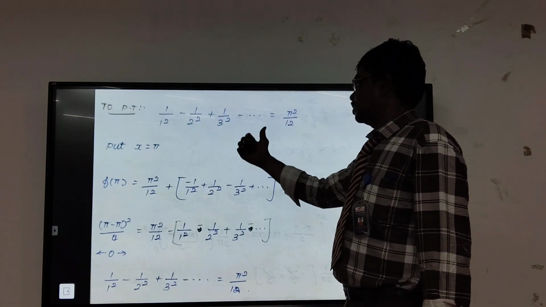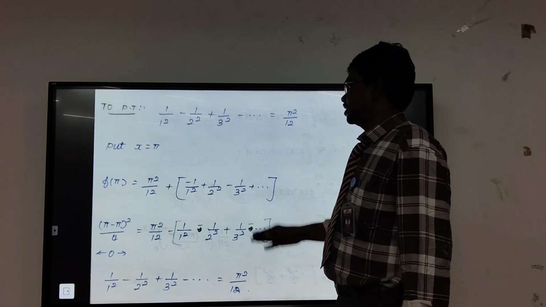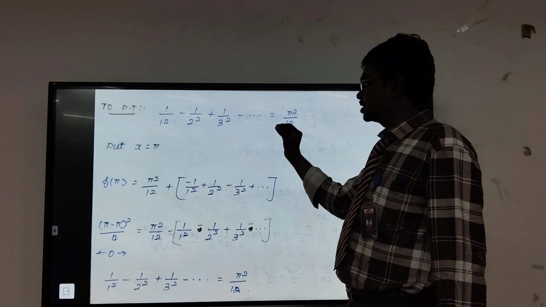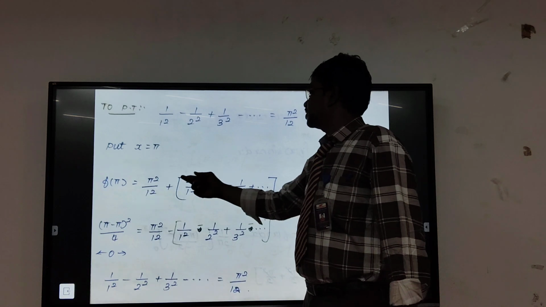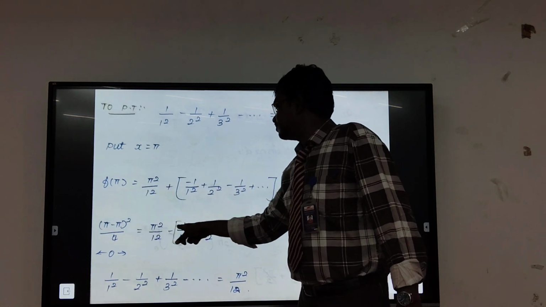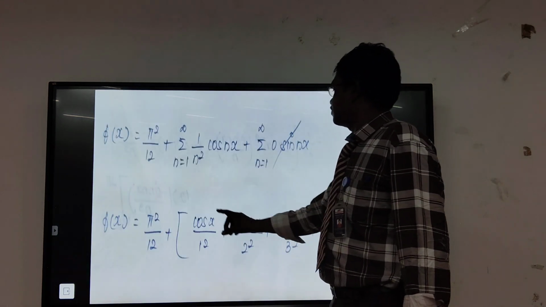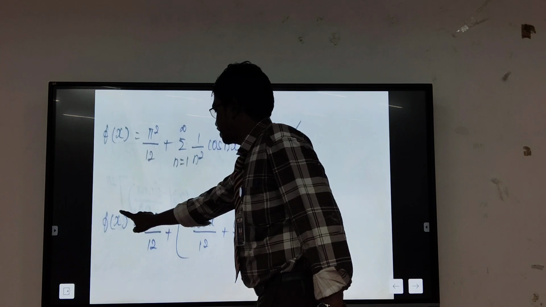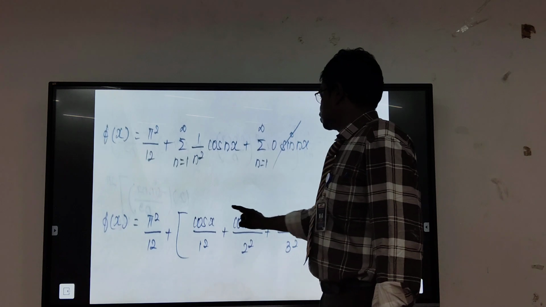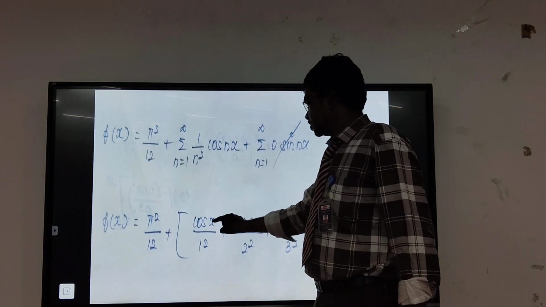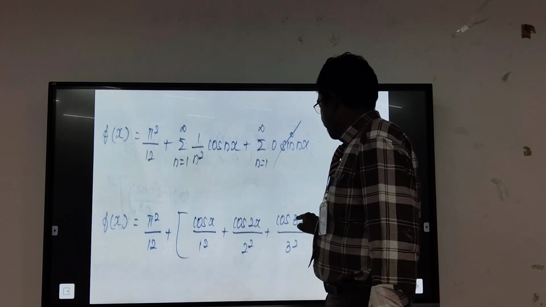So to prove that 1 by 1 square minus 1 by 2 square plus 1 by 3 square minus etc. equal to pi square by 12 in this same problem, we substitute x equal to pi. We get the value f of pi, and after simplification we get the same value. That means substituting x equal to pi everywhere: cos pi minus 1 by 1 square, cos 2 pi plus 1 by 2 square, cos 3 pi minus 1 by 3 square.